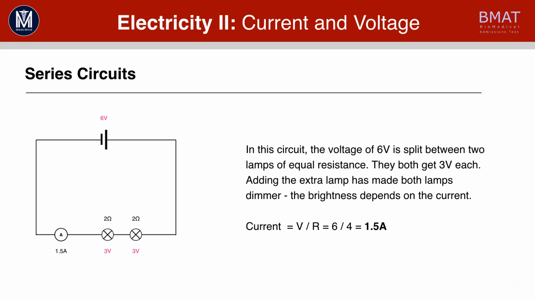Now we have added in an extra bulb of the same resistance of 2 ohms. Now the total resistance of the circuit becomes 4. Therefore, the current falls to 6 divided by 4, which is 1.5 amps. Both lamps therefore become dimmer. Each lamp gets an equal share of the 6 volts because they both have the same resistance.